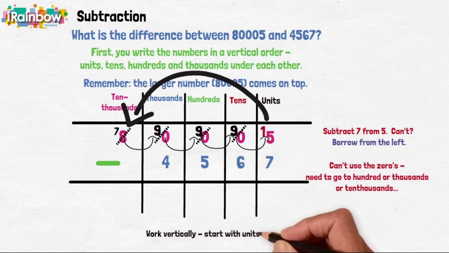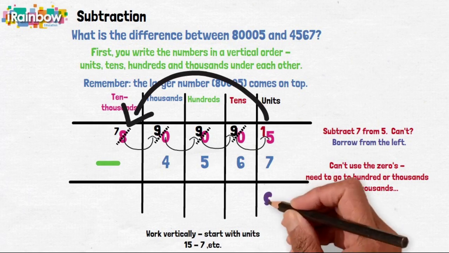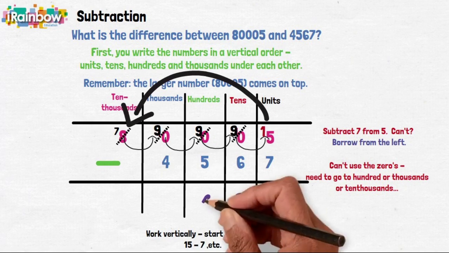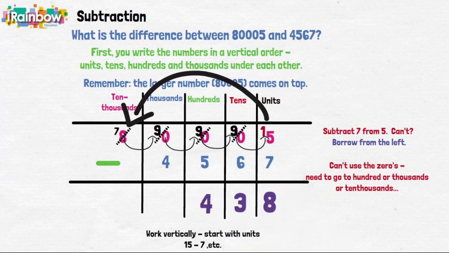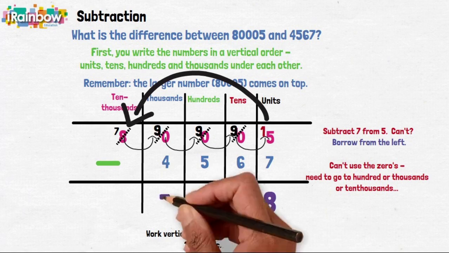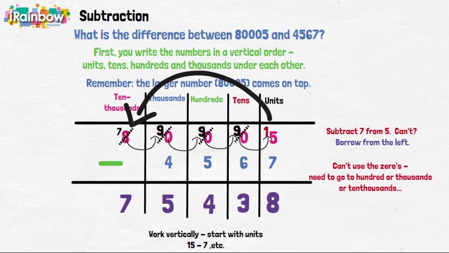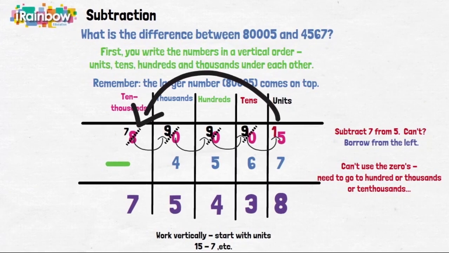So what is 15 minus 7? It's 8. 9 minus 6 is 3. 9 minus 5 is 4. 9 minus 4 is 5. And 7 minus 0 is 7. So our answer is 75,438.